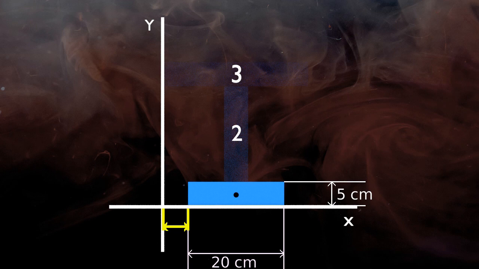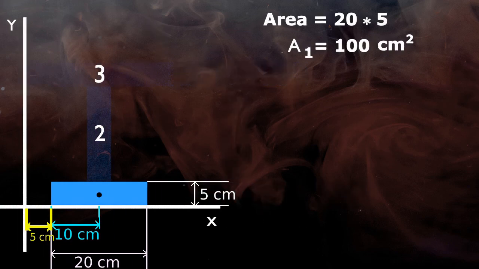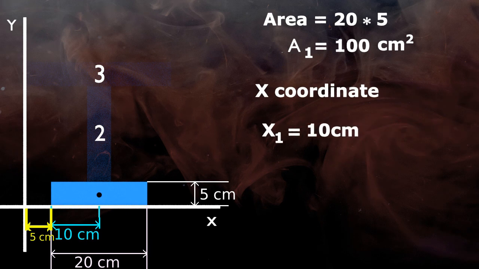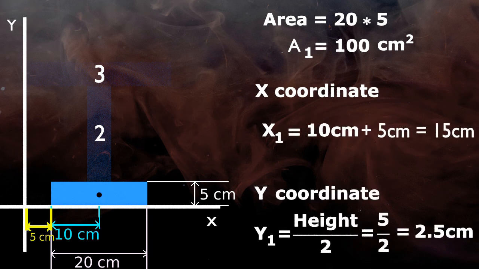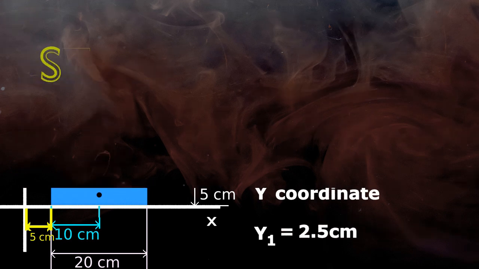This we can find out using the dimension of the top flange. Half of the top flange is 15 cm and half of the bottom flange is 10 cm. If we subtract these dimensions, we get a 5 cm distance from the y-axis. Now the area is the same. The final x coordinate x1 will be 15 cm, and the y coordinate y1 will be the same as the x-axis is touching the bottom flange.